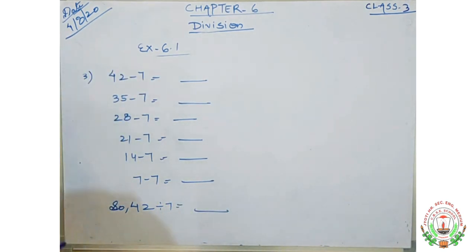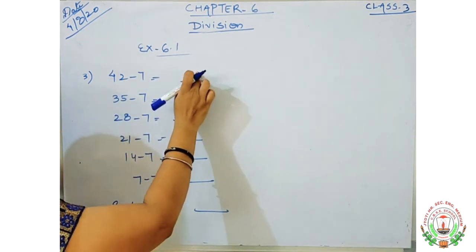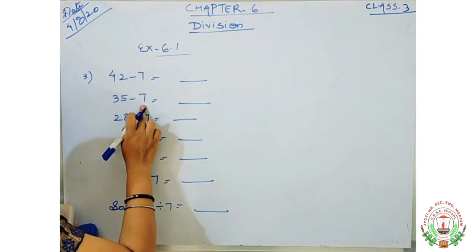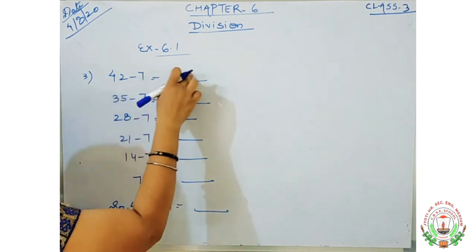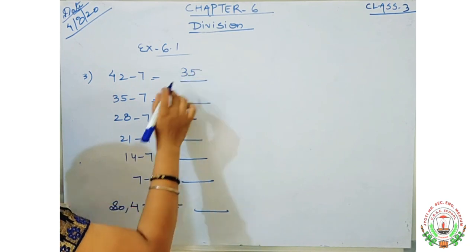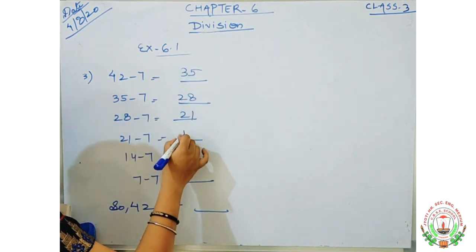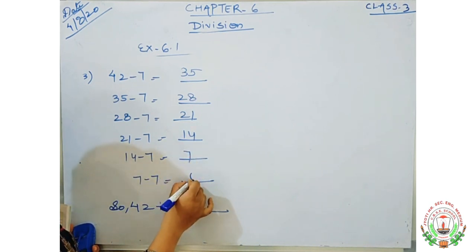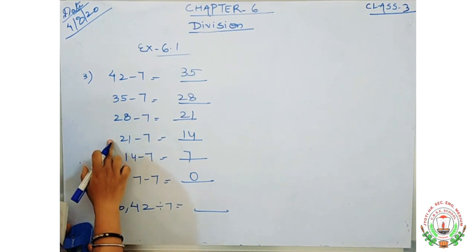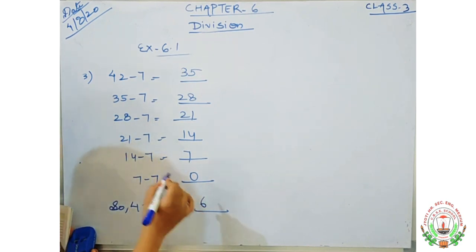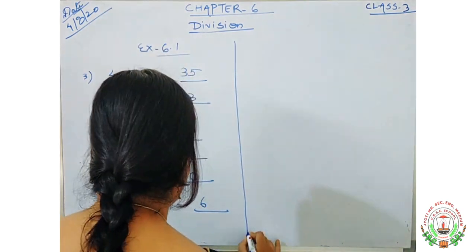Okay. So as you can see here, whenever you subtract, whatever answer you get, again you have to subtract from that number. So what number will come here? That will come here. Okay. Here is 35. So what will come here? 35. Here is 28. 28. 21. 14. 7. 0. So how many times have you subtracted it? 1, 2, 3, 4, 5 and 6. So what is the answer? Answer will be 6.